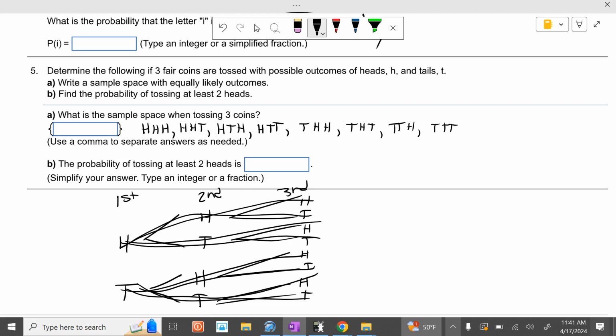Okay? So, what's the probability of tossing at least 2 heads? Is there at least 2 heads here? Yeah, there's 3, so at least 2. That works. So there's 1, 2, 3, 4. So 4 out of the 8. Simplify your answer. So half the time you should be able to toss 2 heads out of the 3.